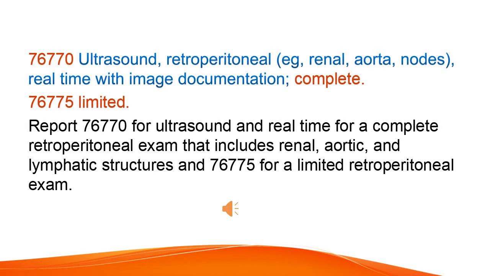Ultrasound, retroperitoneal, e.g., renal, aorta, nodes, real-time with image documentation, complete. Limited. Report 76770 for ultrasound in real time for a complete retroperitoneal exam that includes renal, aortic, and lymphatic structures and 76775 for a limited retroperitoneal exam.